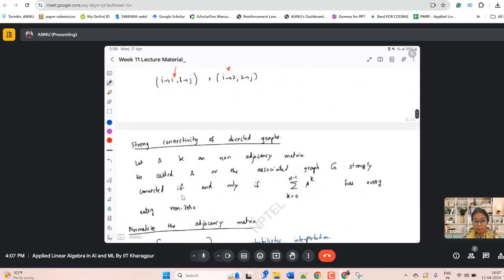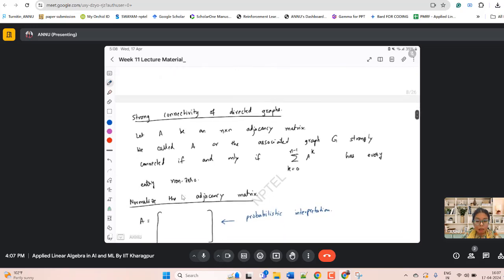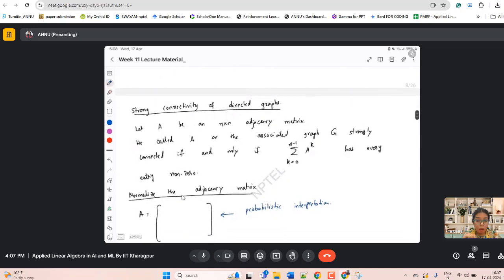Yeah, but there was a question that was also asked many times in my class. I don't know why students didn't join my class today, but I reminded them many times. There was a question related to strong connectivity of directed graphs. So let A be any n cross n directed adjacency matrix.